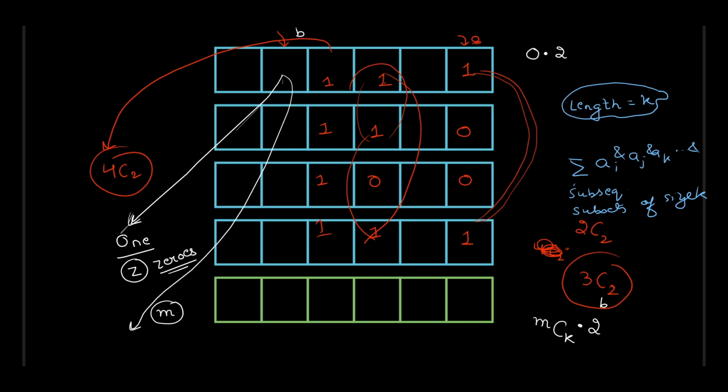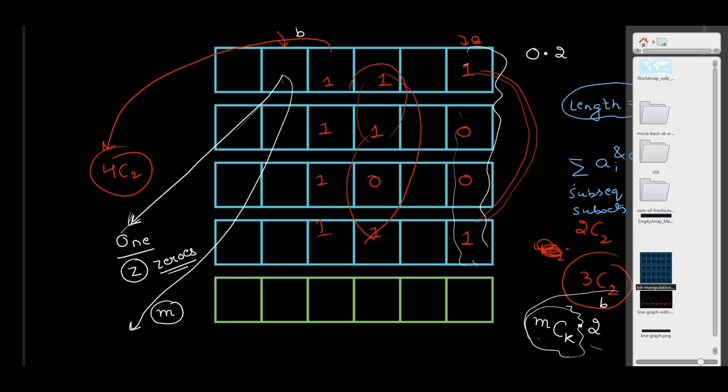All you have to do is compute the total count of set bits at each bit position, and then the contribution of each bit position will be mCk times 2 to the power b, where mCk denotes the number of ways to create a subset of size k where all the elements are exactly equal to 1 at that bit position. So now you can solve this problem for any given k.